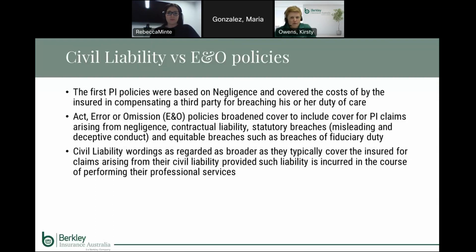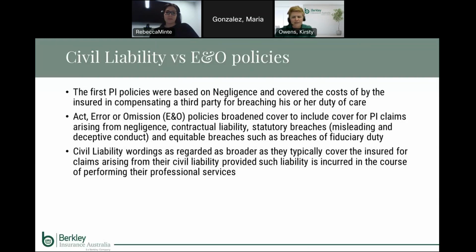Within civil liability wordings, these are generally regarded as being a broader policy coverage. They typically provide cover for claims arising from civil liability incurred in the course of performing professional services. There's no requirement to prove a breach of professional duty, as is the case with the breach of professional duty wordings.